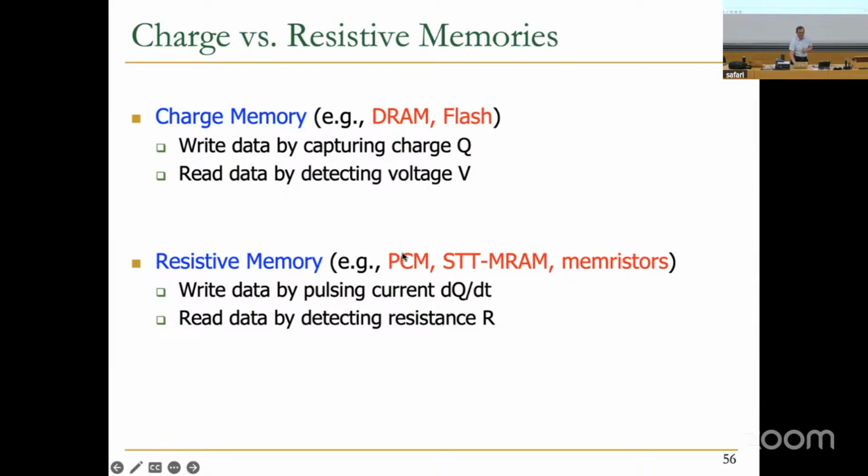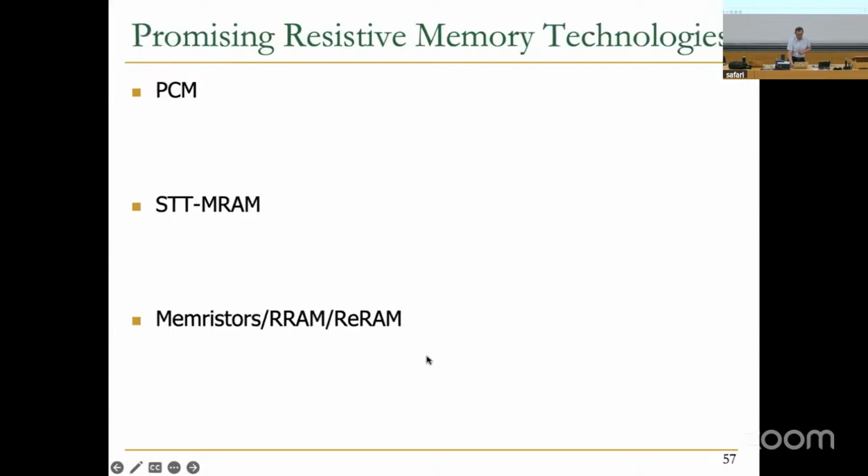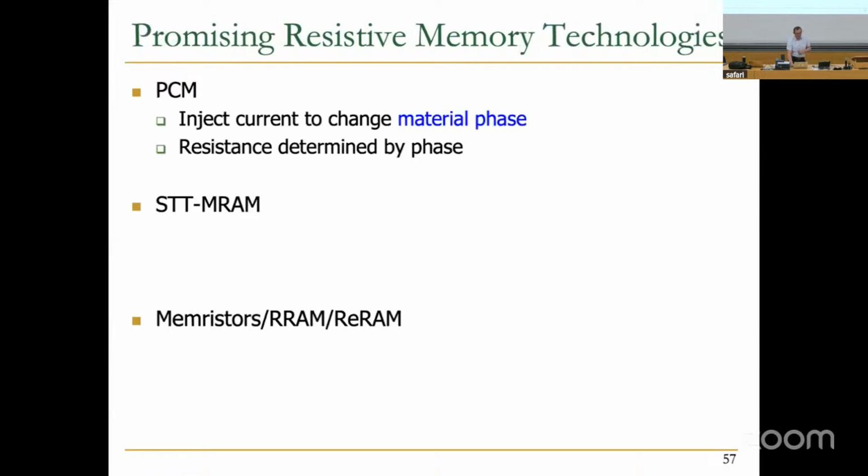Whereas resistive memories, phase change memory, magnetic memories, for example, memristors, which you may have heard of, which we're not going to go into, you essentially read data by detecting some resistance. So these are two fundamentally different types of memories. The first one is volatile in general, although it could be non-volatile also, depending on how you do things, whereas the second one is non-volatile. Okay, let's go through this a little bit in detail.